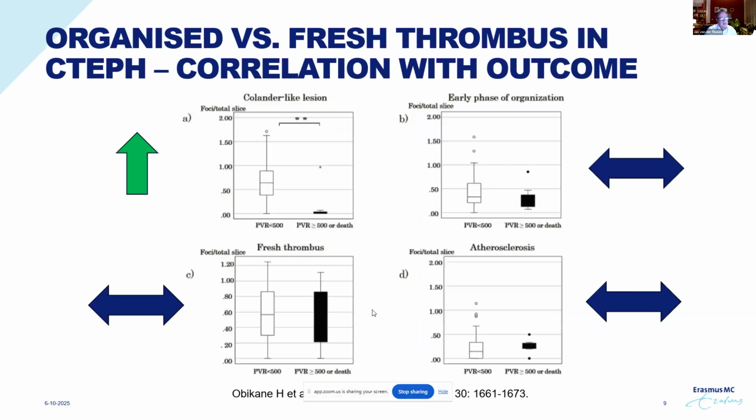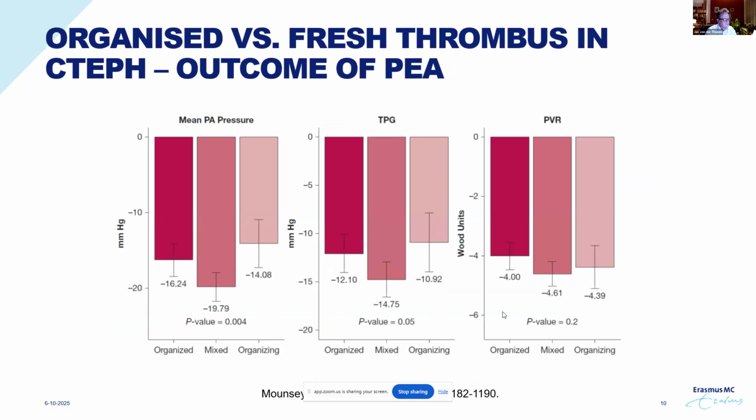Now, why is this relevant? Well, it's been shown that the morphology of these lesions can potentially predict how patients respond to pulmonary endarterectomy. So in this particular study, it was seen that if you have a columnar-like lesion, so one of these mature lesions, you tend to have a better response to that type of surgery, with the pulmonary vascular resistance being lower after the endarterectomy, compared to the types with early phases of organization of fresh thrombus or more mature atherosclerotic type lesions.